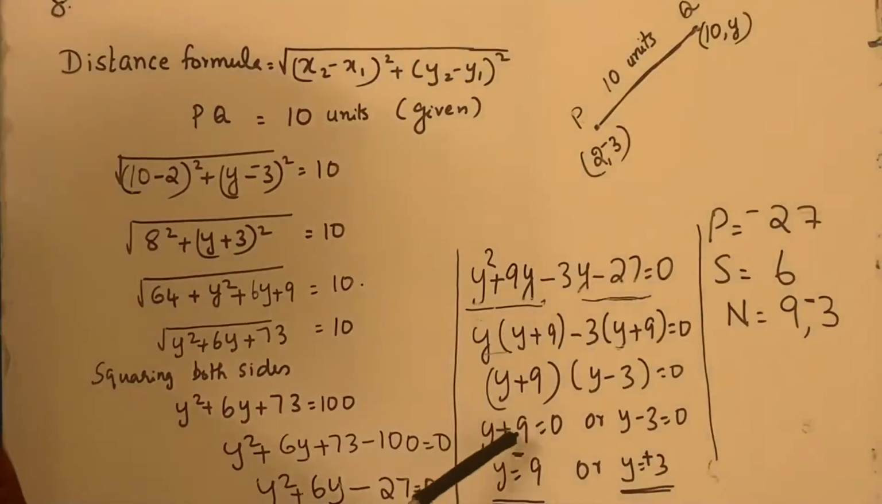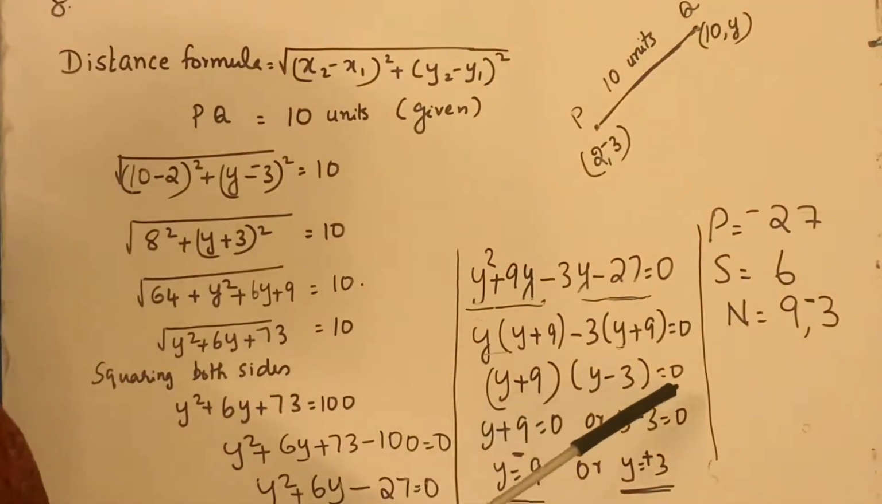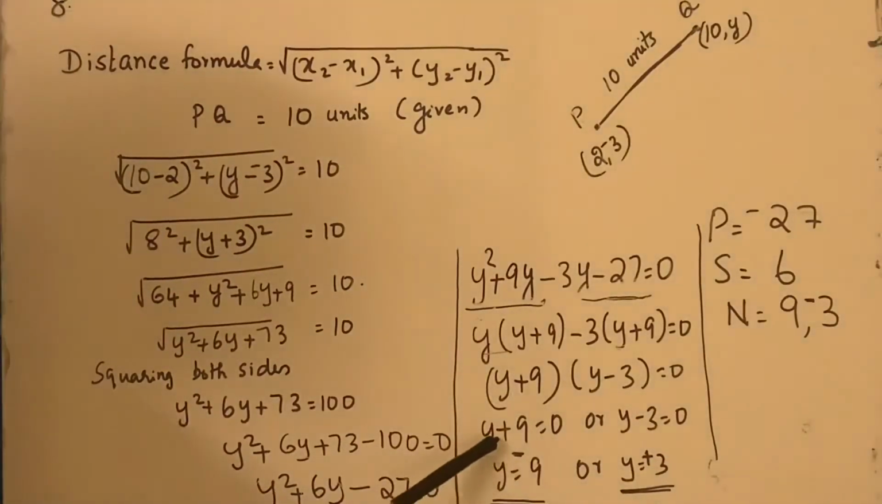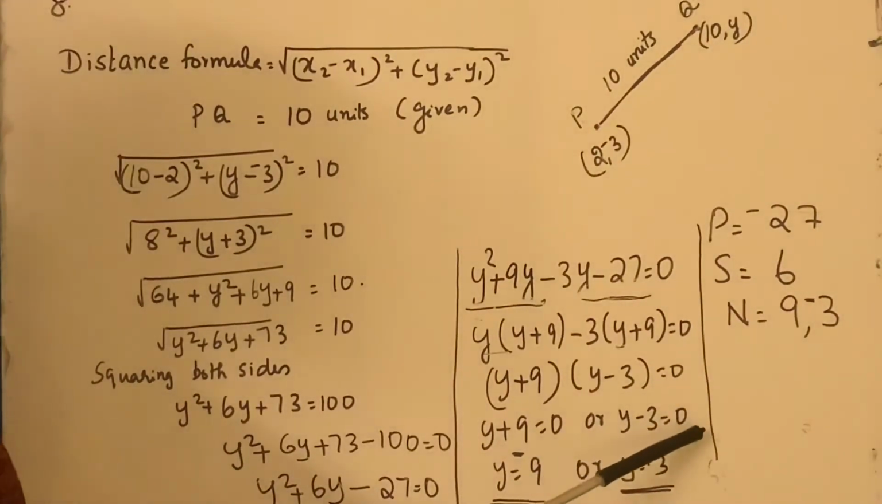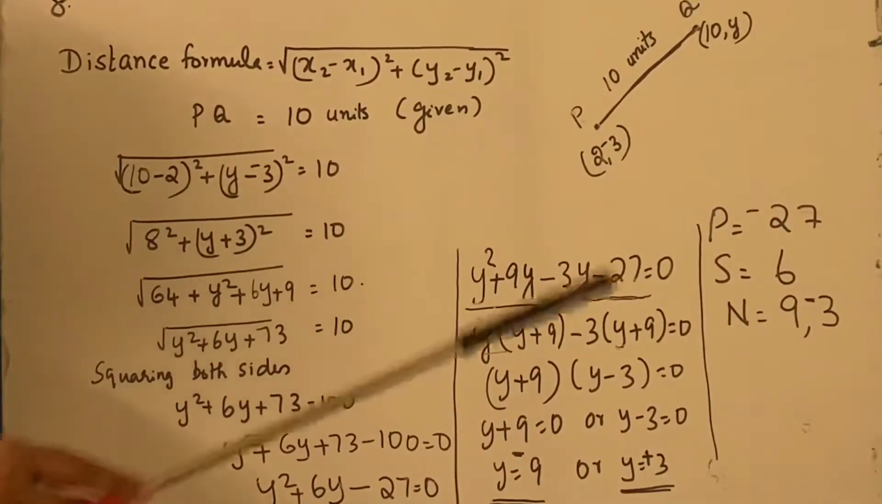Okay. This means y plus 9 is equal to 0 or y minus 3 is equal to 0. That means y is equal to 0 minus 9, that is negative 9. Or y is equal to 0 plus 3, that is y is equal to 3. So y is equal to negative 9 and y is equal to 3 are two values here.